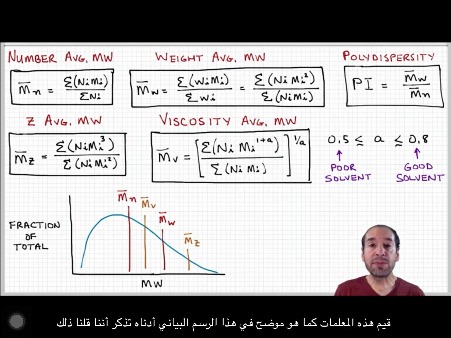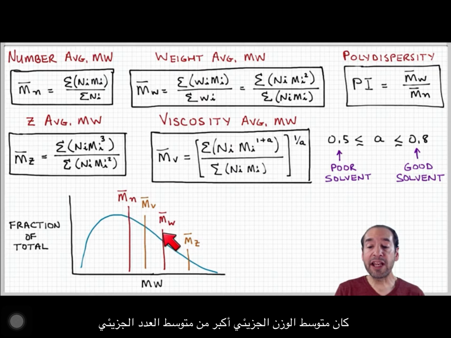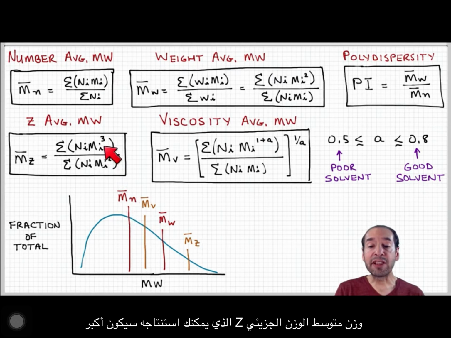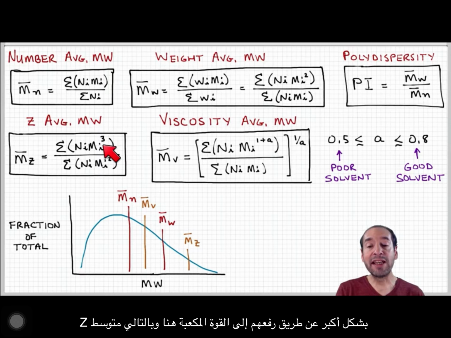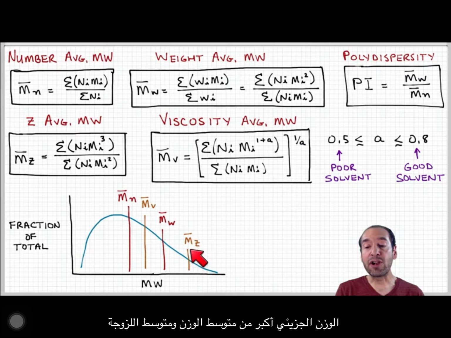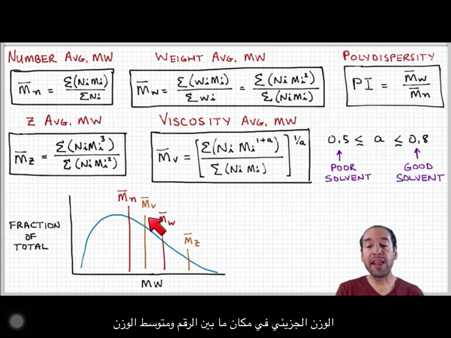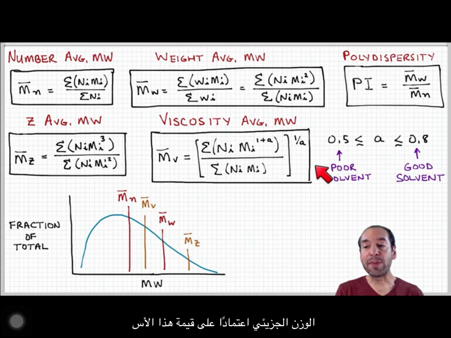In terms of the values of these parameters, as shown in this diagram below, remember we said that the weight average molecular weight was larger than the number average molecular weight. The z-average molecular weight you can infer would be even larger, because now we're weighting the heavier fractions of the distribution curve even more heavily by raising them to the cube power here. So the z-average molecular weight is larger than the weight average. And the viscosity average molecular weight is somewhere in between the number and the weight average molecular weight, depending on the value of this exponent A.